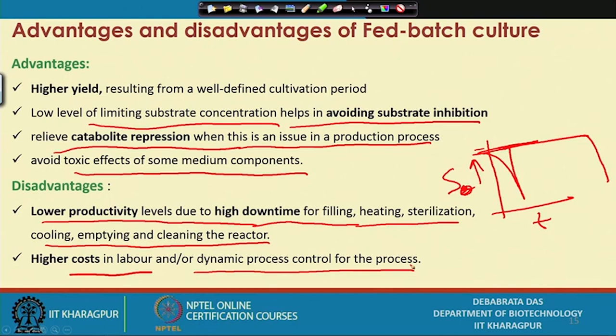In the batch process, we have seen that we take the material at a time, allow it to react, and after the reaction is over, you take it out. This is something in combination of the batch and continuous processes. Here we start with the batch mode, then continuously we feed the material in such a way that your substrate concentration always remains below the inhibition level, so that more product formation takes place and you get more product.